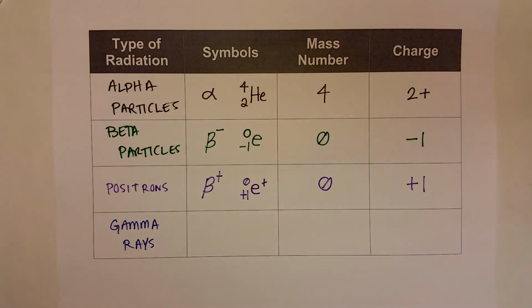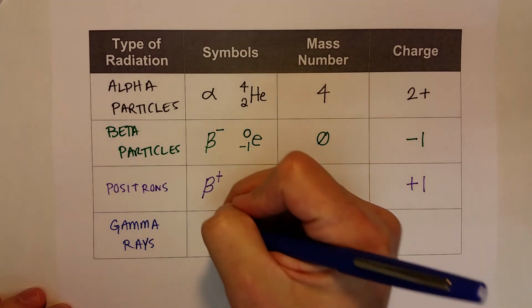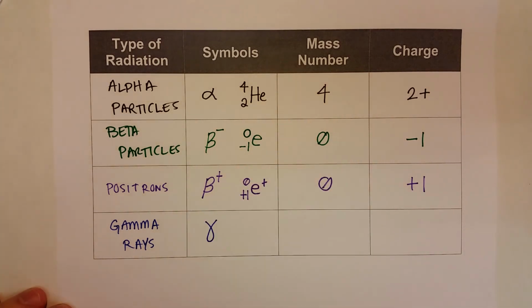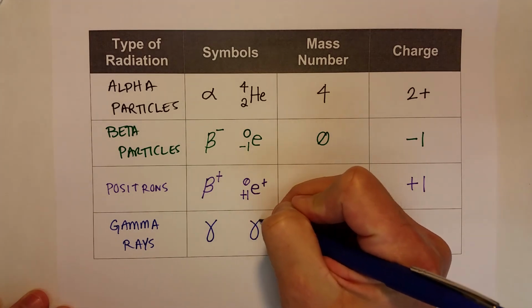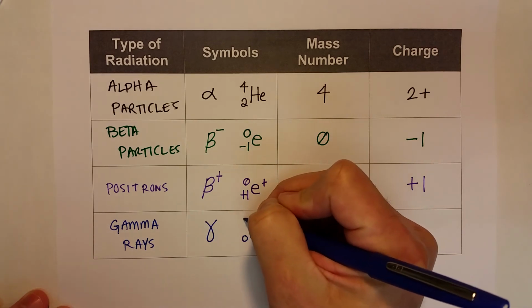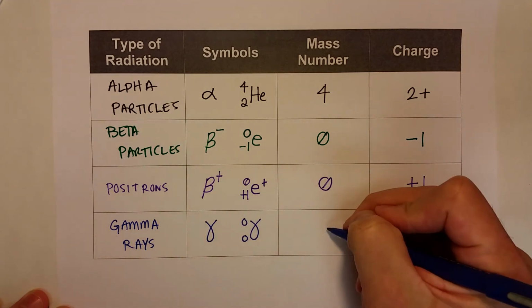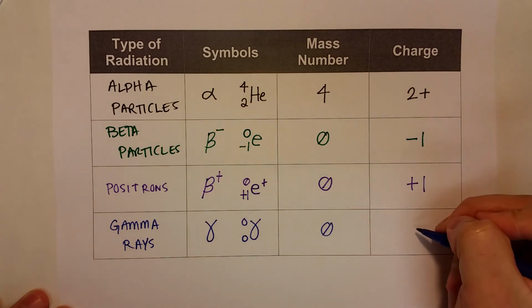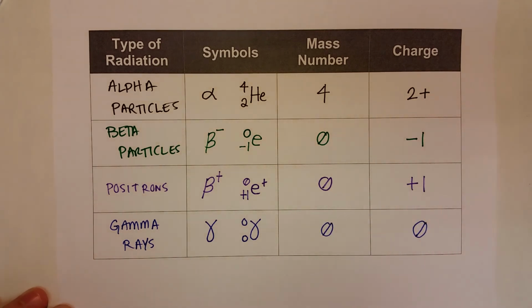Gamma rays are electromagnetic radiation, and so that's where the energy term came in our definition for radiation. We're going to use the Greek letter gamma for its symbol. And since it is only a particle of light, a photon, we really have no atomic number for it, 0 and 0. It does not have a charge, it's light, and it does not have any protons or neutrons, so it has a mass number of 0.